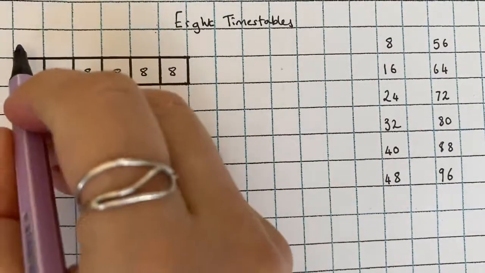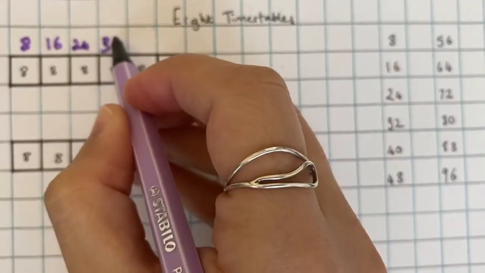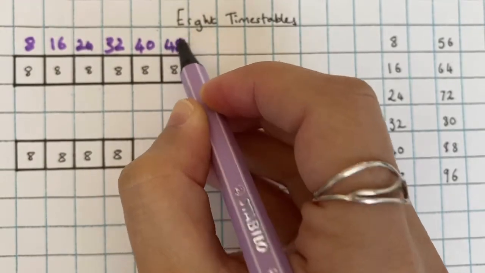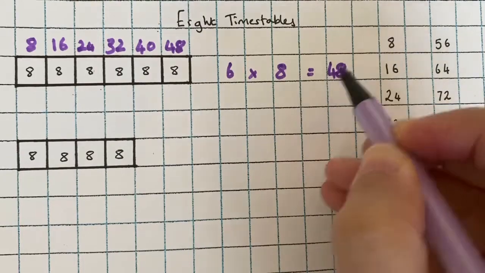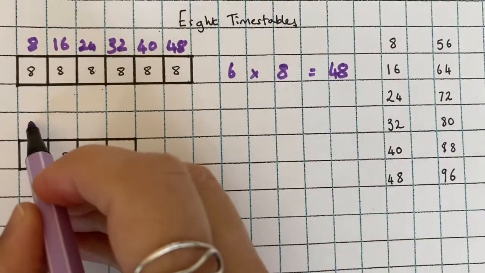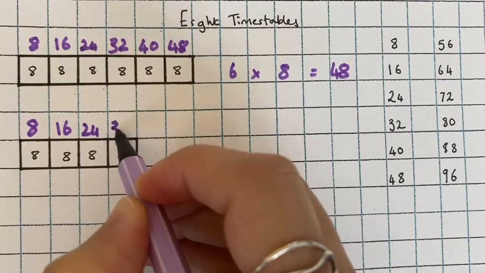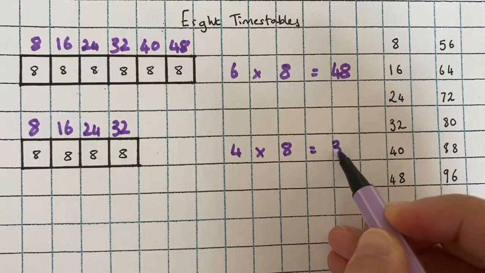We've got 6 8s. 1 8 is 8, 2 8 is 16, 3 8 is 24, 4 8 is 32, 5 8 is 40, 6 8 is 48. So 6 times 8 equals 48. Okay, so 1 8 is 8, 2 8 is 16, 3 8 is 24, 4 8 is 32. So 4 times 8 equals 32.